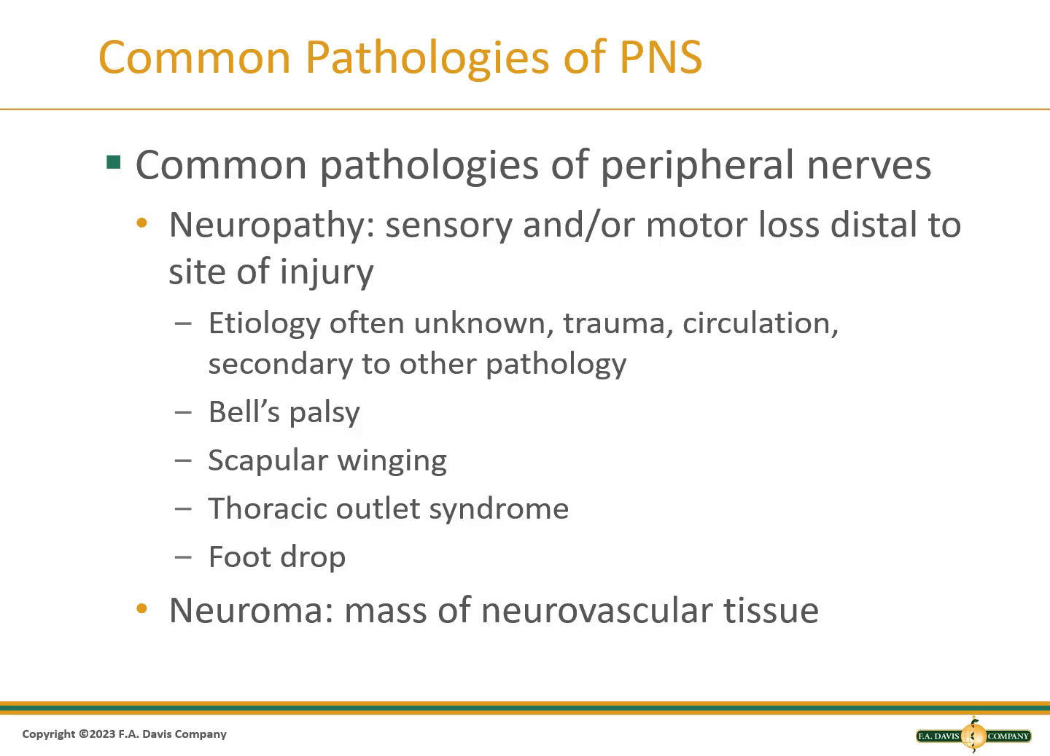Scapular winging results with damage to the long thoracic nerve, which innervates serratus anterior. Thoracic outlet syndrome is where the brachial plexus is impacted between the clavicle, first rib, and scalenes. And then foot drop occurs with damage to the common fibular nerve. And then a neuroma is a bundle of neurovascular tissue that can create a painful mass.